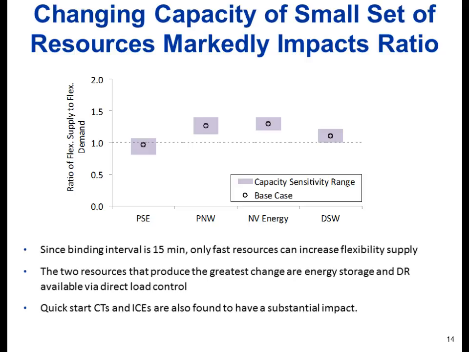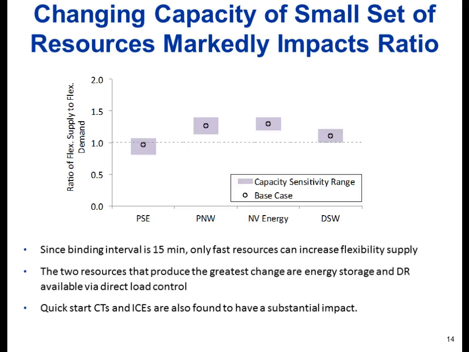For the capacity sensitivities, we changed the capacity of different resources by 1% of the peak demand, again just focusing on 2020. These charts similarly show the binding ratio in the base case as the black dot, and then the range with the purple bars. And you can see that the range that we see here in this capacity sensitivity is much smaller than the parameter sensitivity.